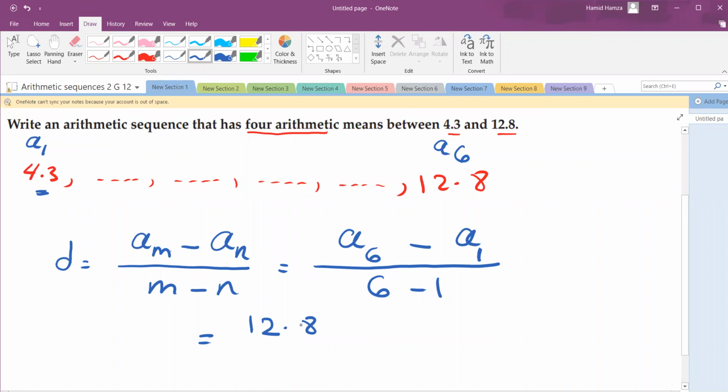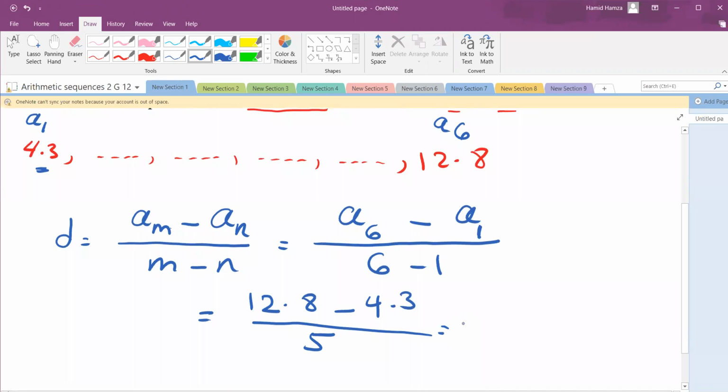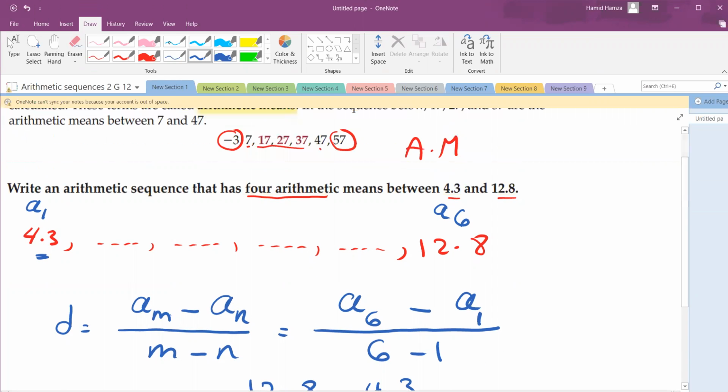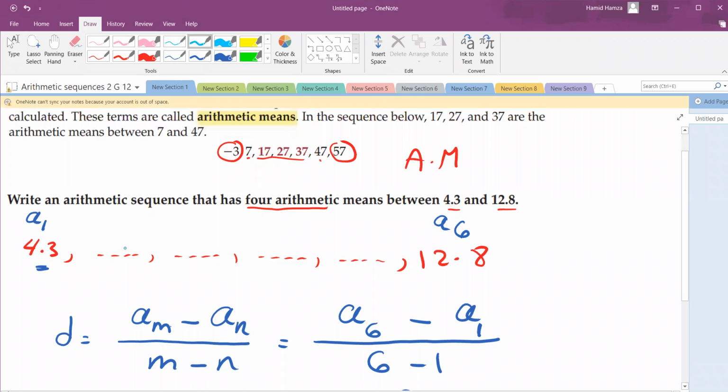So it will be 12.8 minus 4.3, all over 5. If one of you has a calculator, give me the answer. 1.7. So this is the common difference. Now it's very easy to find the missing terms. Each time I add 1.7 to get the next term.